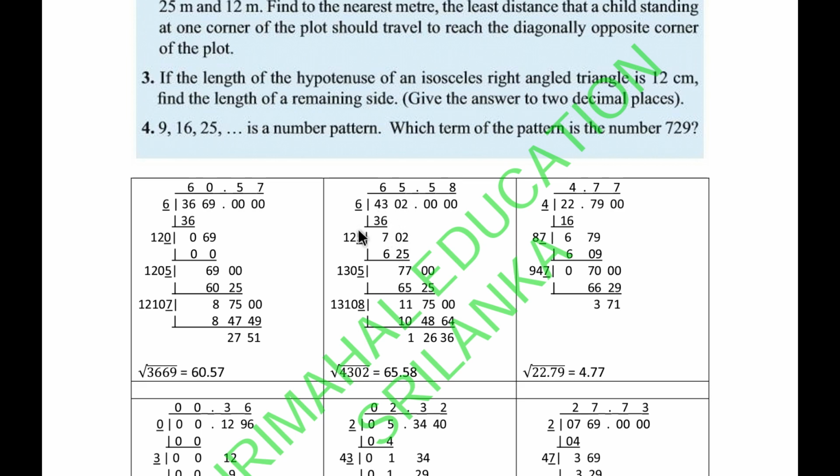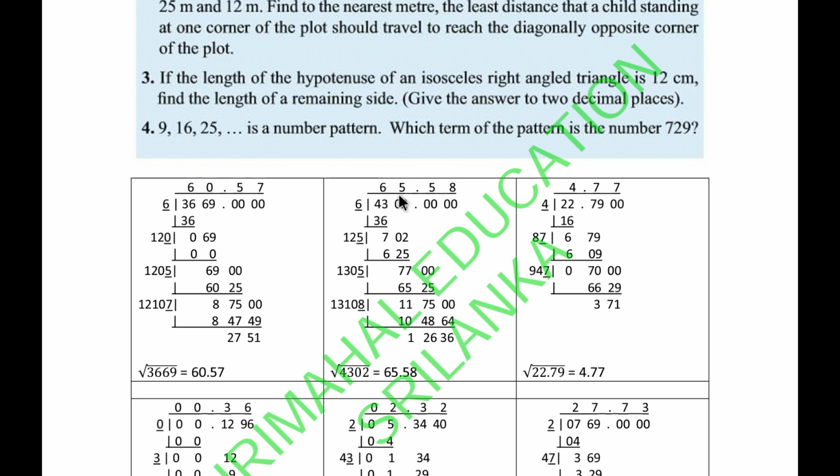So that's 5 times 25, 625, subtract, that's 77, bring these two zeros down. So check now, 65 times 2, that's 130. The suitable number is 5. I repeat this 5 here. 1305 times 5 is 6525. Subtract, it's 1175, and bring these two zeros down.